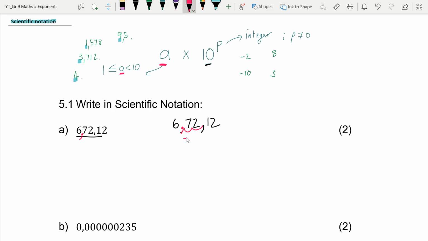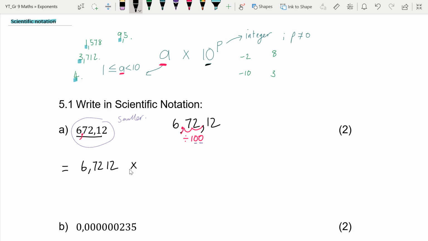So we are basically dividing by 100. Our comma is moving 2 places to the left. We are making this number that they gave us smaller. So we know that so far it would be 6,7212. That sorts out our a value. But we can't just change the sum. We are just writing this in a different notation. So our notation must make sure that we don't change the value of 672,12.